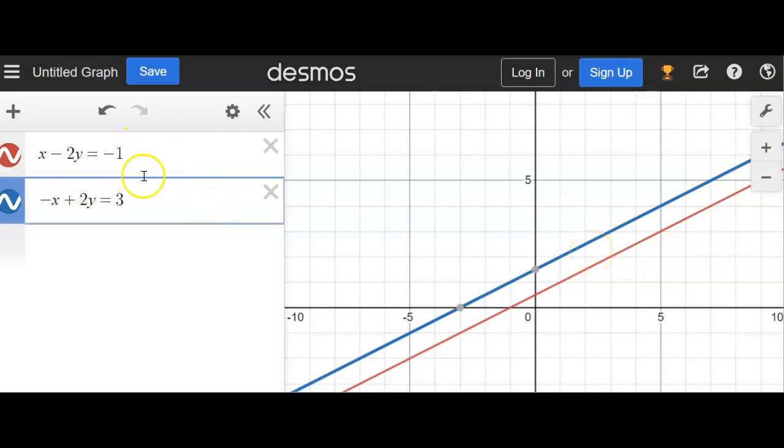You could also solve both of these for y, and you'd get that they have the same slope, but different y-intercepts. So we say that this has no solution because there is no intersection. There is no one point in which both of these share a solution.